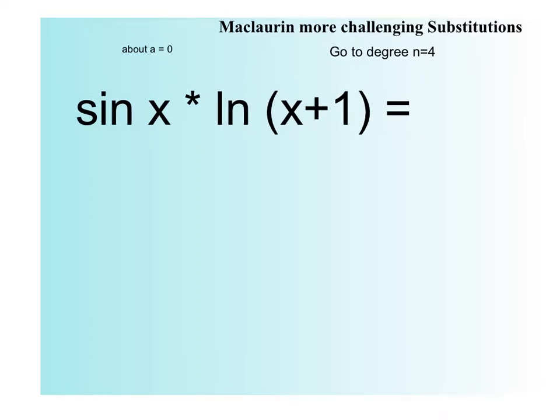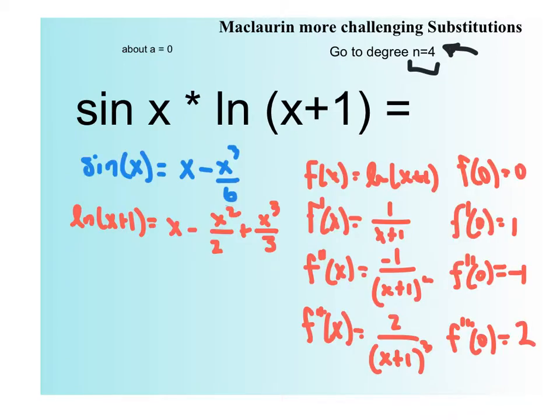Okay, so a more challenging substitution would be the following. I'm going to go ahead and write out the Maclaurin expansion out to degree 3 on both of these, and you'll see why in just a minute. So give me a minute here. Alright, so I've got expansions out to the 3rd degree polynomial for both sine x and natural log of x plus 1. Those skills at this point should be skills that you've got in your back pocket, but I want to talk about the product of these two.